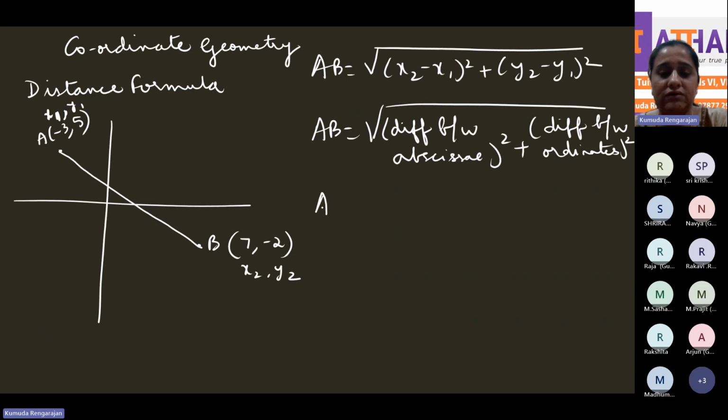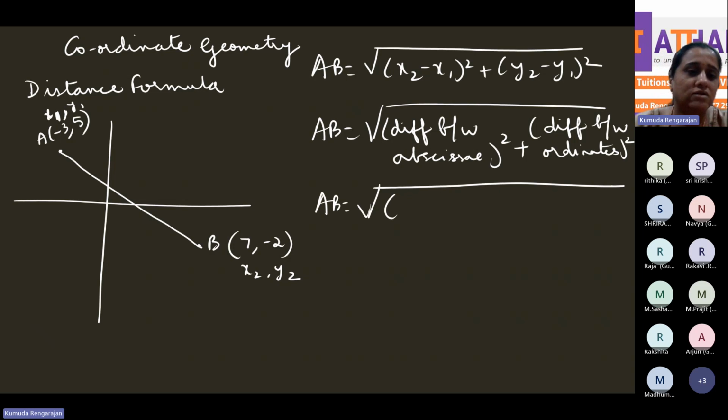So AB is equal to, you just have to subtract the x coordinates, in any order. Listen to this very carefully, children. You can write it in any way. So it can be minus 3, minus 7, the whole square. x1 is minus 3 and x2 is 7. You must write the difference. So difference meaning minus 3, minus 7, the whole square, plus, you can use a simple bracket.